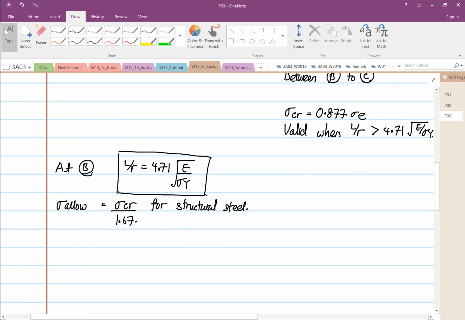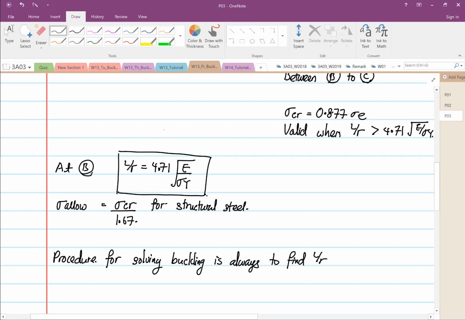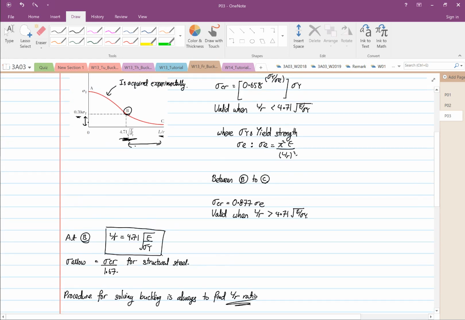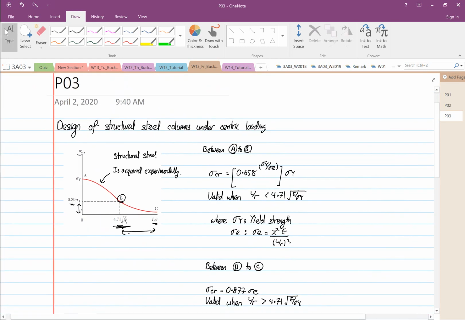So the procedure for solving buckling is always to find the L over r ratio. Okay, always.